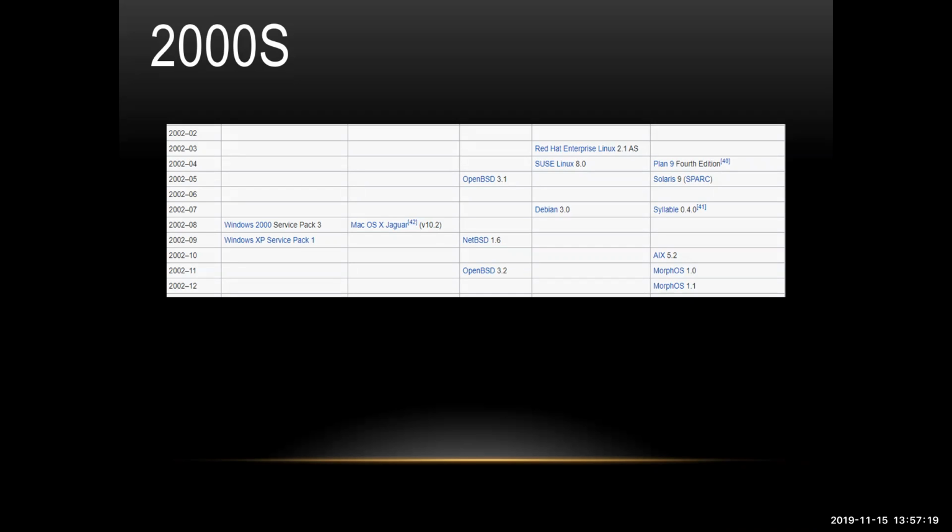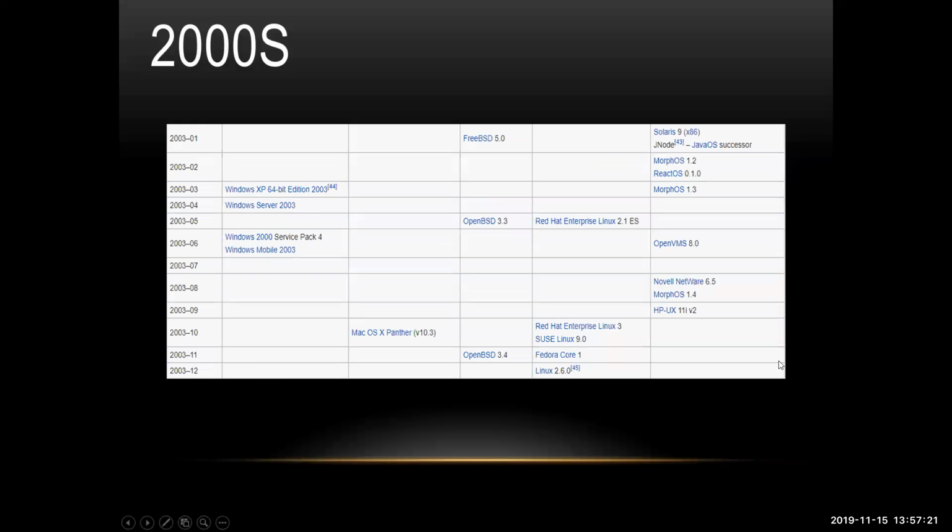And then 2003, we had FreeBSD 5.0, Solaris 9 x86. We also had JNode, a successor of JavaOS. And then MorphOS 1.2, ReactOS 0.1.0. And then we also had the 64-bit edition of Windows XP. We also had MorphOS 1.3.